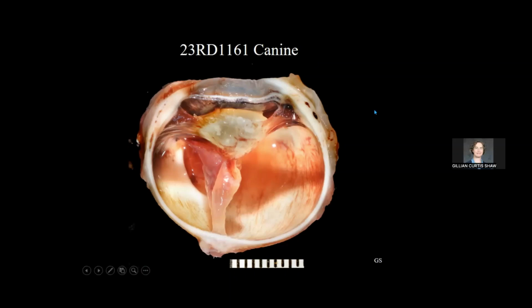All right, 1161. I will start. This is a dog, a 5-year-old spayed female Great Dane. The history we got was blepharospasm, hyphema, cataract, lens coloboma, blind, diagnosed with retinal detachment and ocular dysgenesis. The hyphema resolved with treatment, and that was all in June of 2018, so when she was quite young.